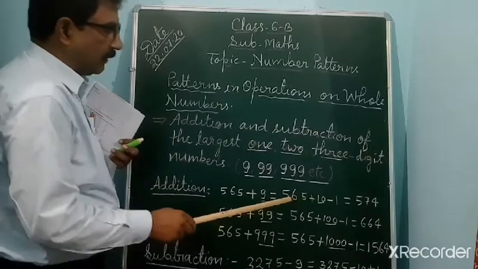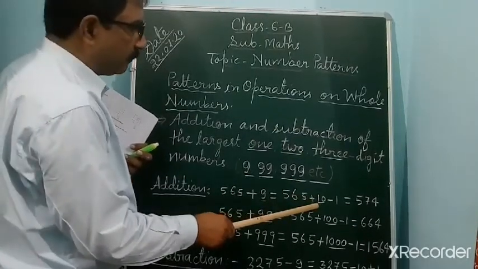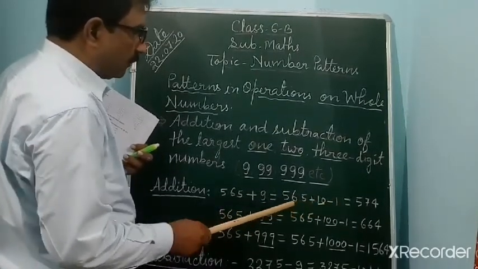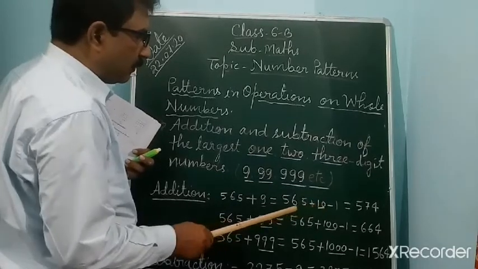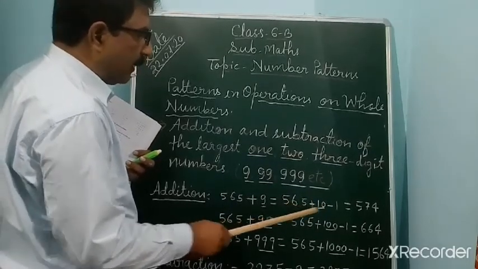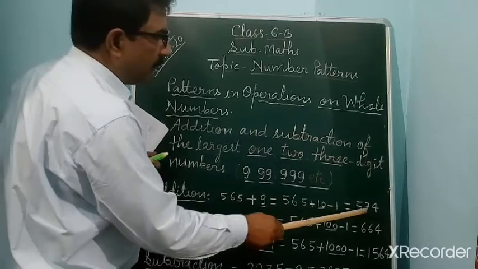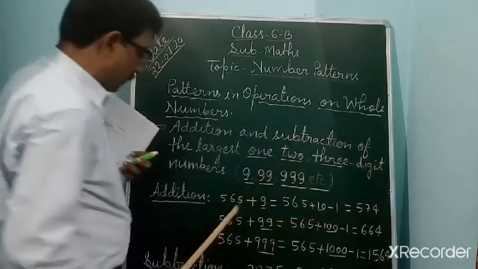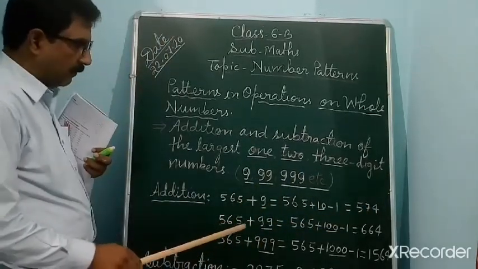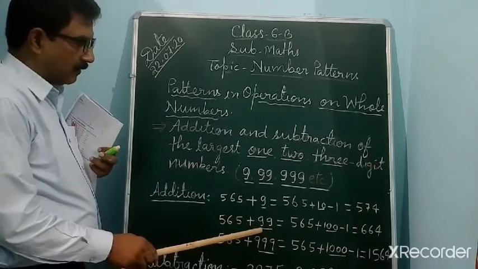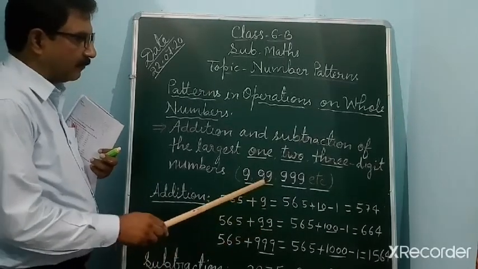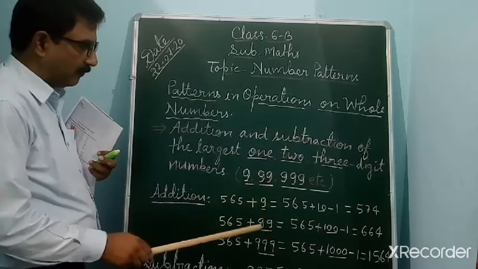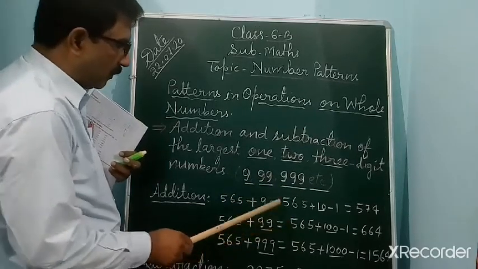So 565 plus 10 minus 1. 565 plus 10 is 575. 575 minus 1 means 574. Next, 565 plus 99. We are taking 99, the second largest number. In the same way, you can follow the pattern.